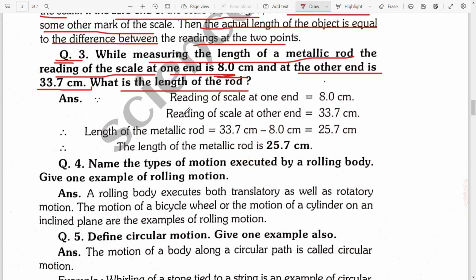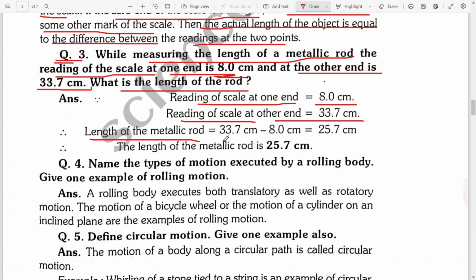We know that reading of a scale at one end is 8.0 centimeters. Reading of the scale at other end is 33.7 centimeter. Now we have to calculate the length of the metallic rod. We know that there is the difference from 0 point. This length is not measured from the 0 point. So what we will do?